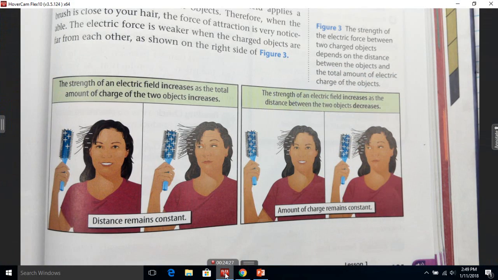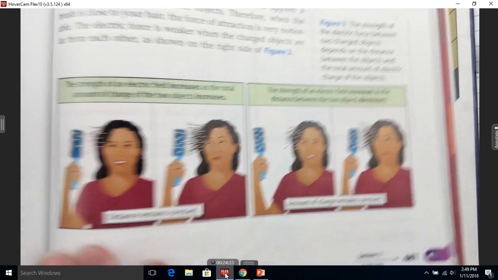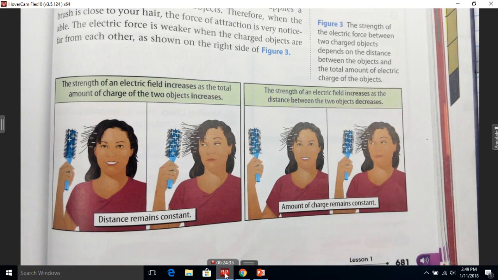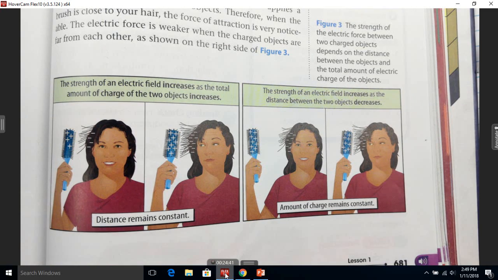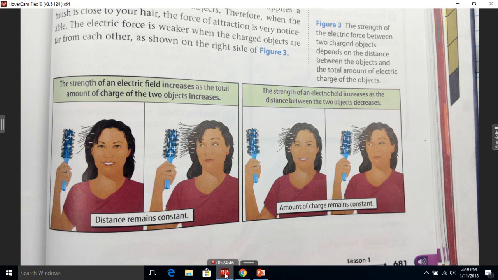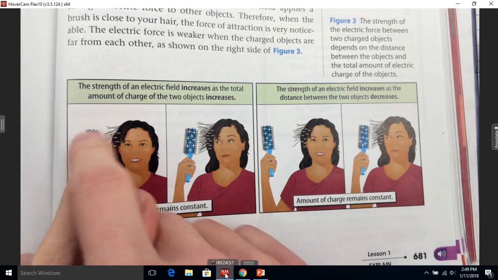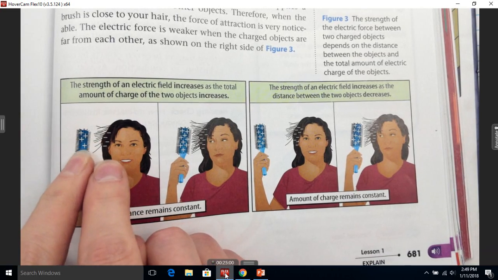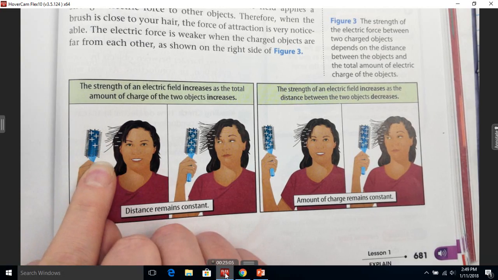681. What is that? Two things determine our amount of force. Number one, the amount of charges. On this side right here, they're saying, okay, the brush only has 4 positives. Well, then 4 positives are only going to be attracted to 4 negatives, so not much hair goes up.